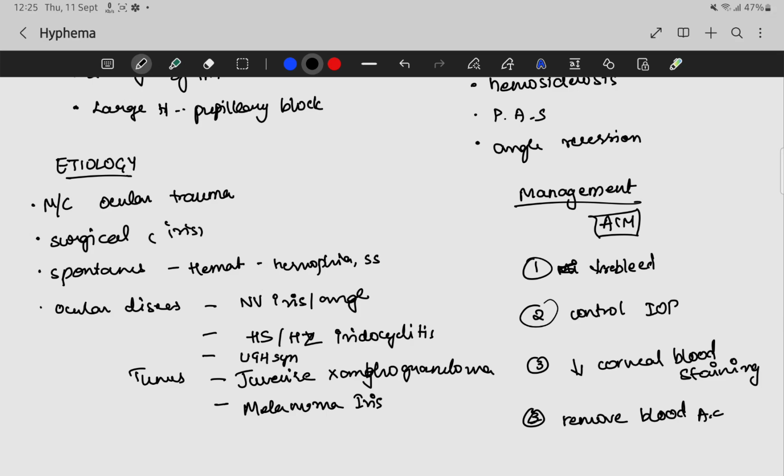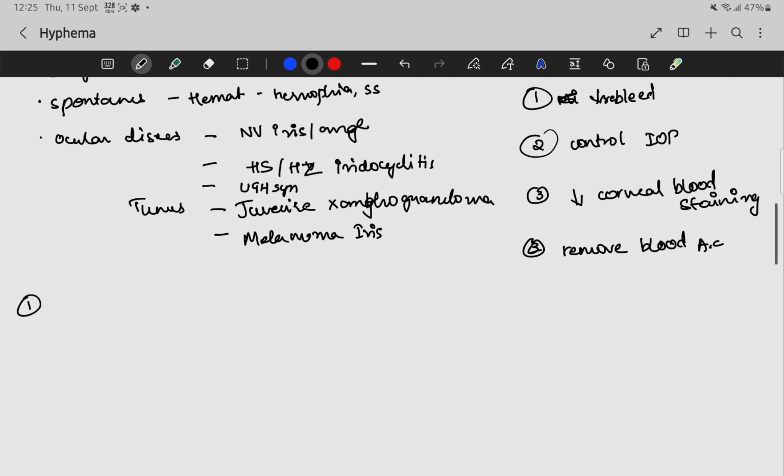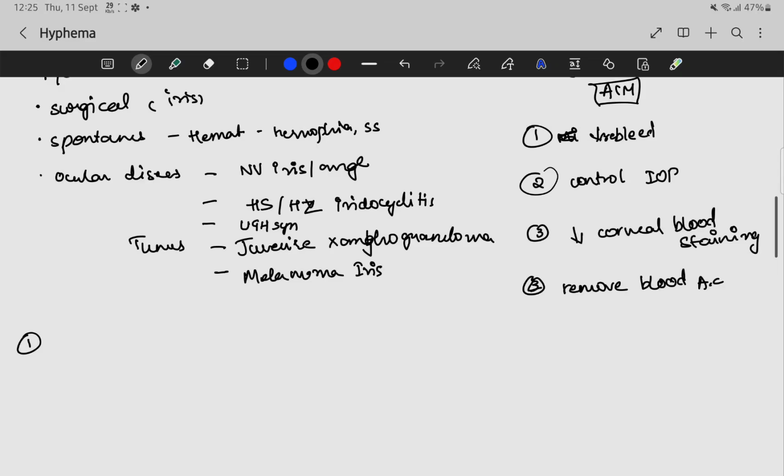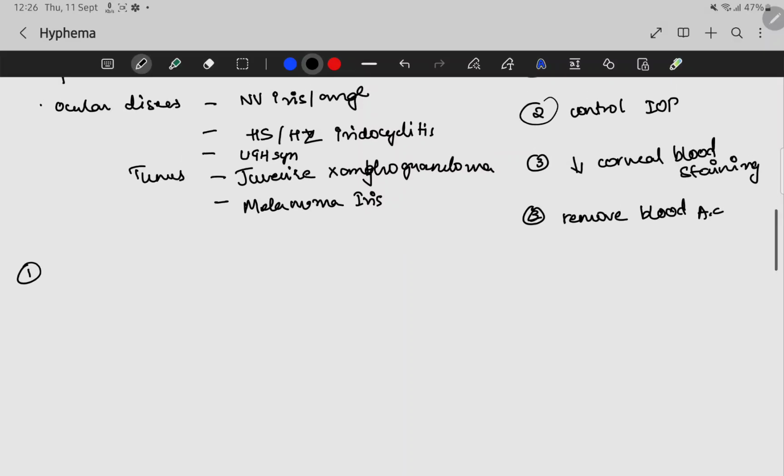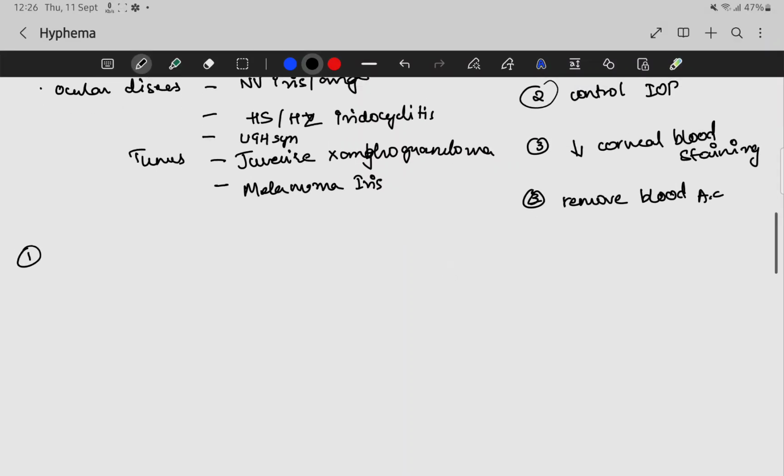So how do we reduce the chances of rebleed? So to prevent the chances of rebleeding, we have to have some things like head elevation, so this we can do either with the help of drugs. So we can first start with supportive therapy.